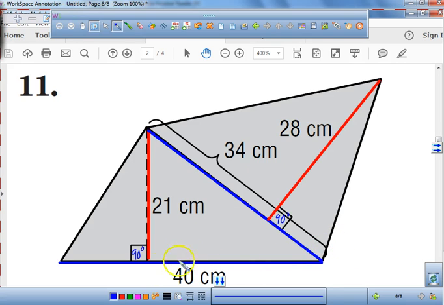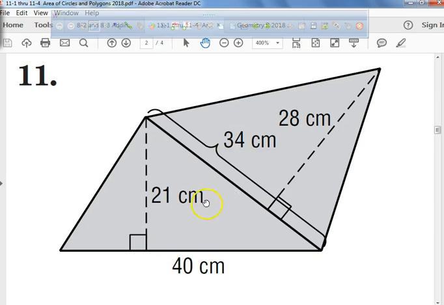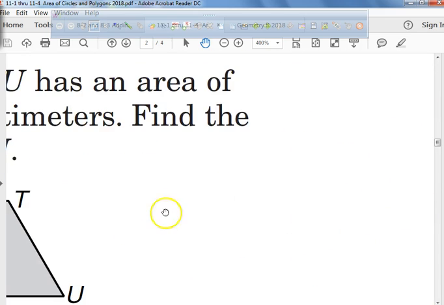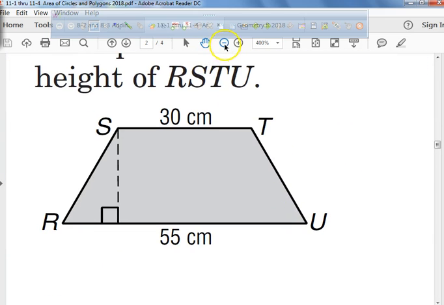I'm not going to give you the answer to this one, but there's the base, there's the height, there's the base, there's the height. Yeah, just find the area of this guy, then add the area of this guy, that's your total area. Alright, let me zoom out just a little bit.